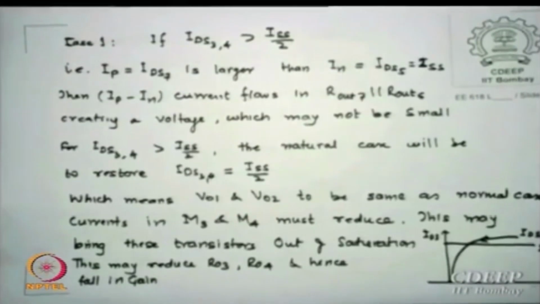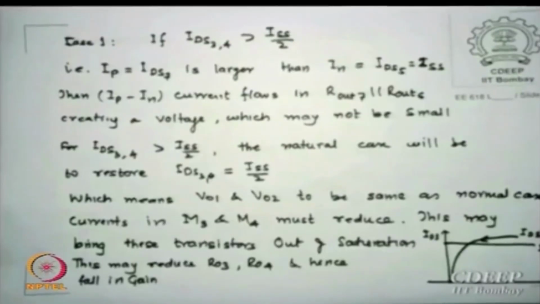Now this is an issue if IDS 3-4 is greater than ISS by 2. The possibility exists that the N channel current may be larger than the P channel current, so the opposite can also occur. That is to say, IDS 3-4 is less than ISS by 2.